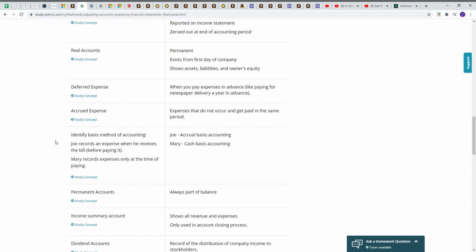Deferred expense: when you pay expenses in advance, like paying for a year of newspaper delivery in advance. Accrued expense: expenses that do not occur and get paid in the same time period.